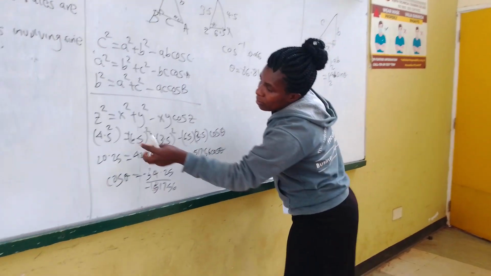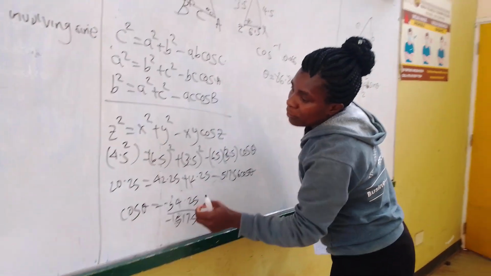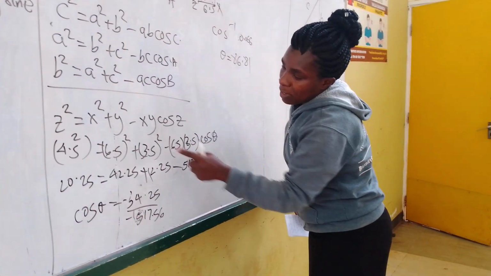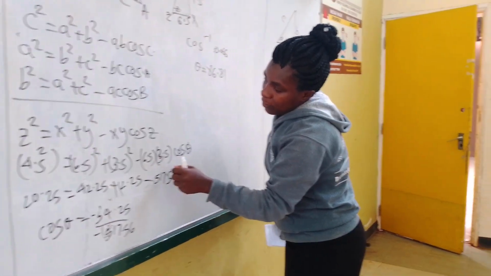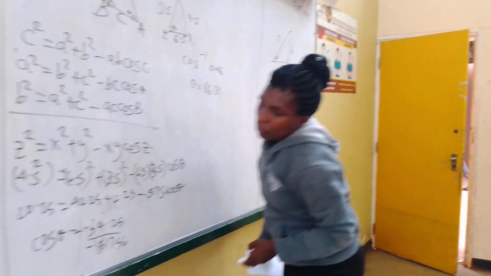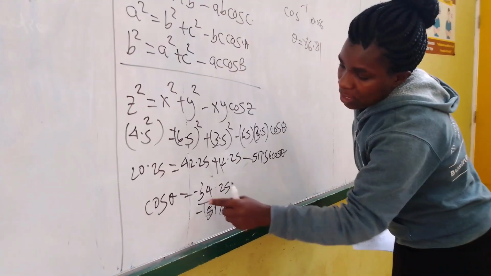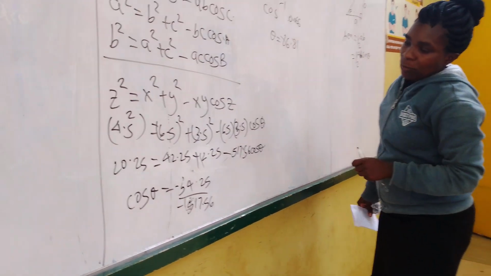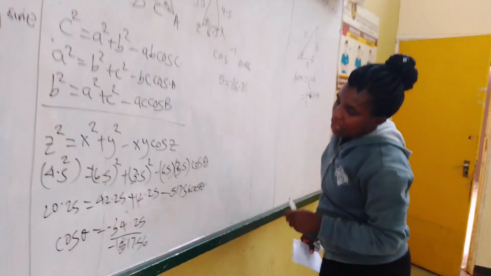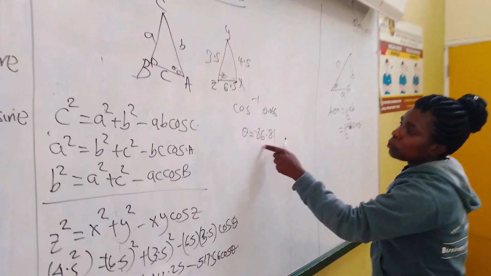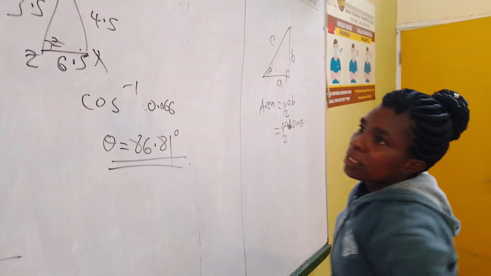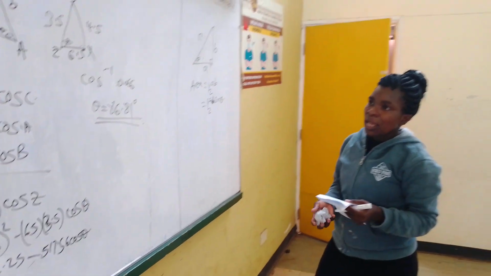Now we will do the calculation. You square 4.5. This is equal to 6.5 squared plus 3.5 squared minus 6.5 times 3.5 cos of theta. Now if you want the cos of theta, you bring this to the other side, then you divide, and we get negative 5.17, negative 517.67. Then we find our angle to be 86.81 degrees. That is the angle.